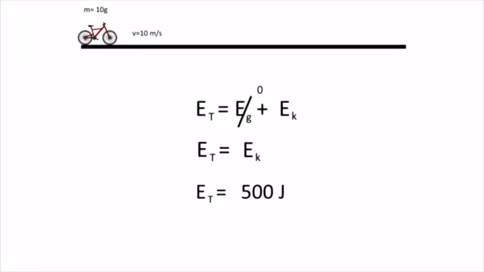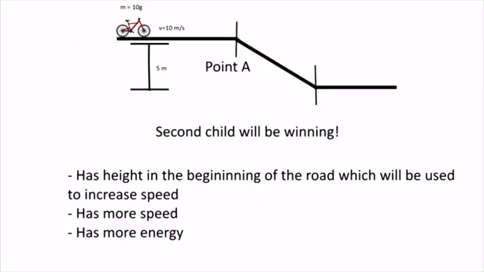We can now calculate the first child's total energy. The only energy is kinetic energy. So Ek equals 1/2 times 10 times 10 squared. This results in 500 joules. Knowing that the second child has greater speed and more energy, we can conclude that the second child will win the race. The second child benefits from having more speed because he starts off with 5 meters of height. As he declines in height, he converts gravitational potential energy to kinetic energy, which results in him having more speed.